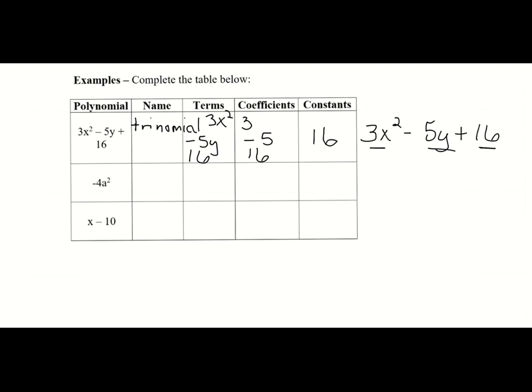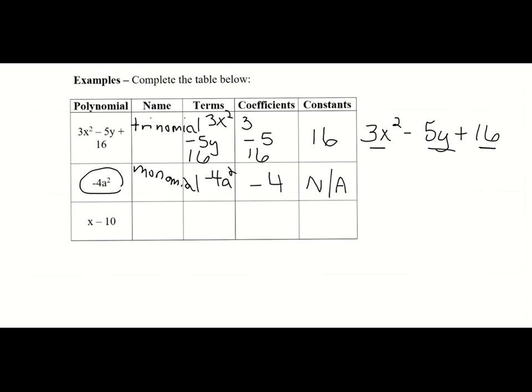It's constantly alone. All right, now for the second one, I have one term here, so that is called a monomial. All right, my term is only negative 4a squared. Okay, the coefficient, again, the number part is negative 4, and there is no constant. There's none that's alone, so that would be NA.